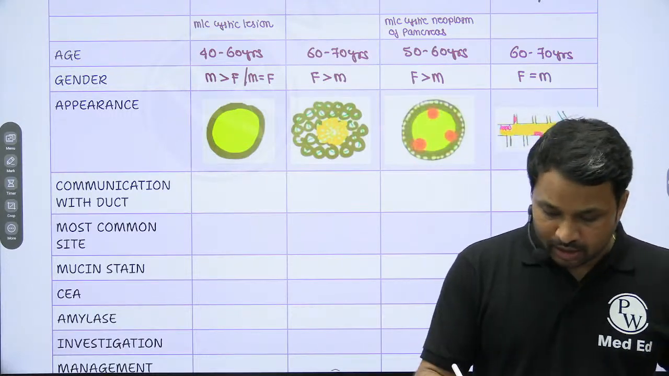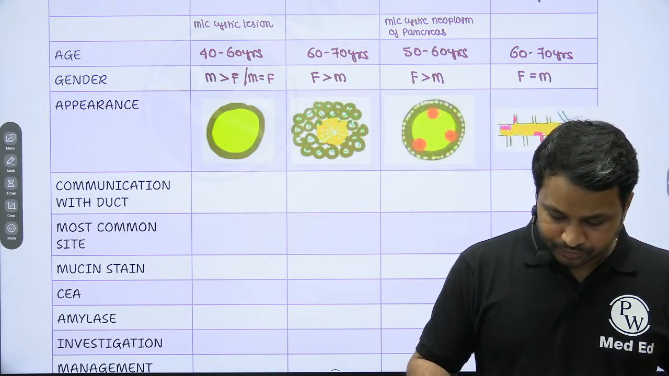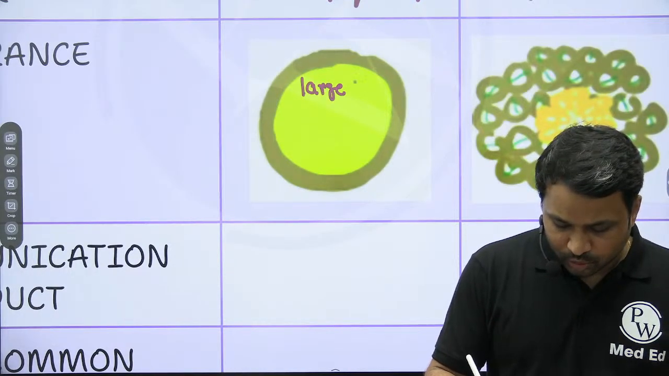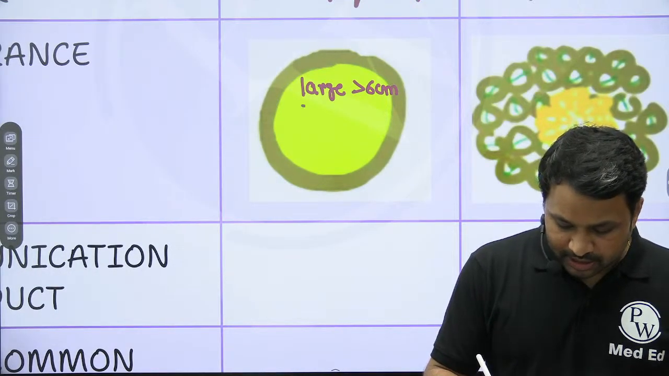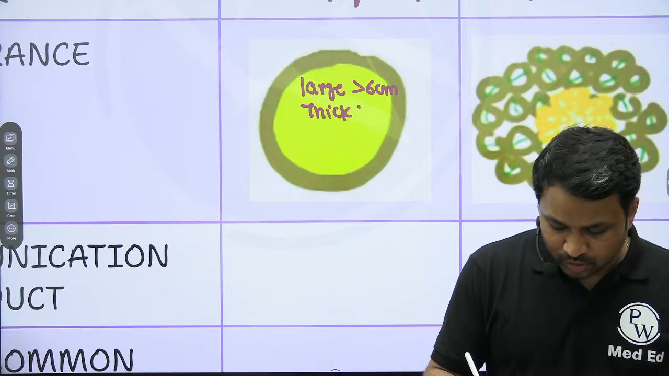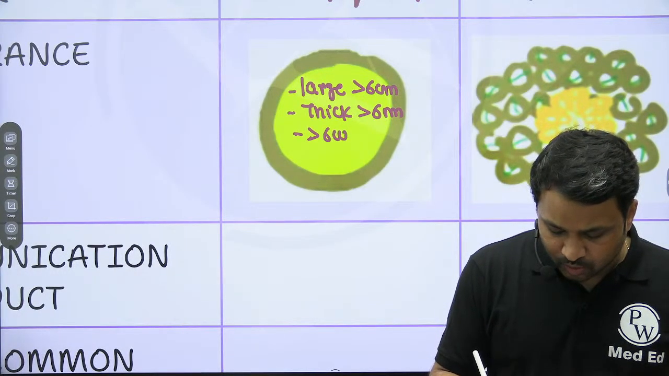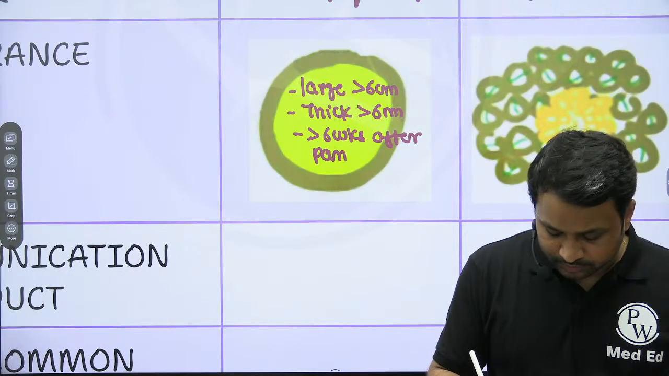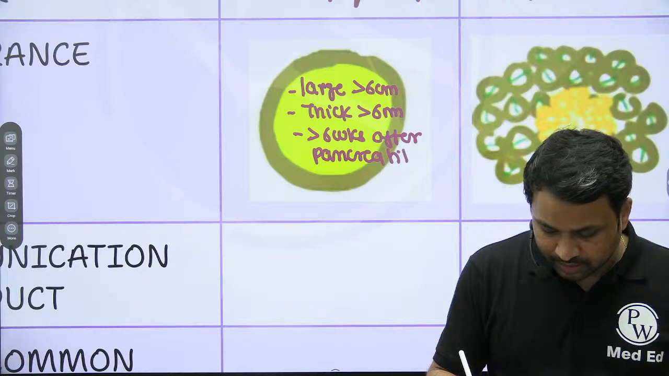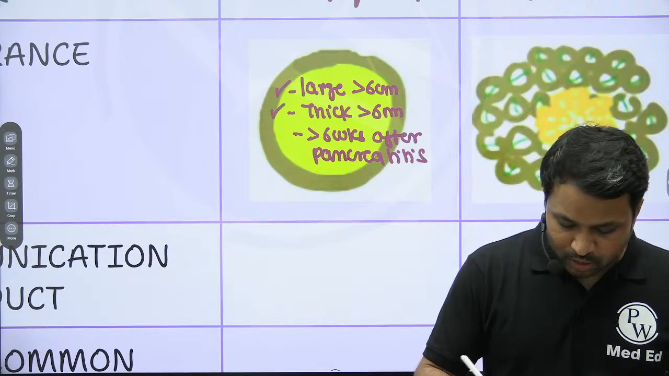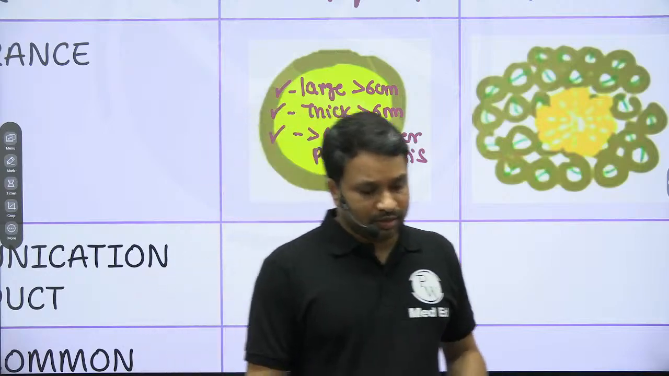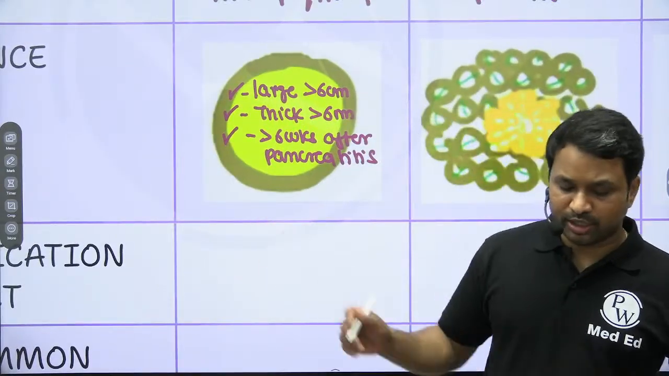So when you look at the appearances, these are important. Pseudocysts of the pancreas, they are large, more than 6 centimeters. They are thick walled, that is more than 6 millimeters. And it usually takes more than 6 weeks after pancreatitis. So it's large, thick walled, and the pseudocyst develops in this context more than 6 weeks after the pancreatitis.